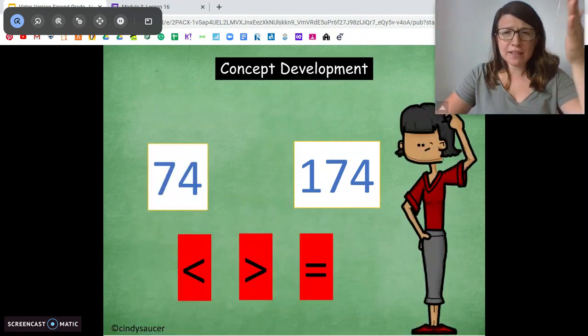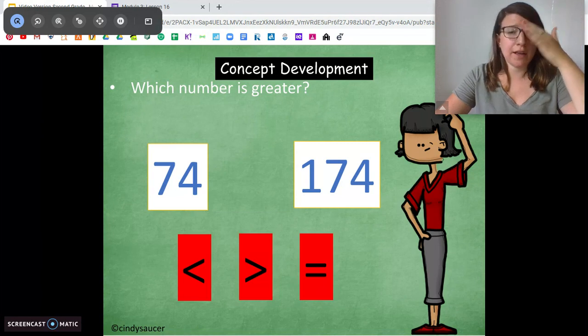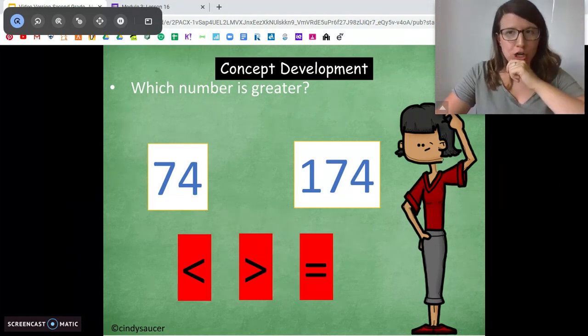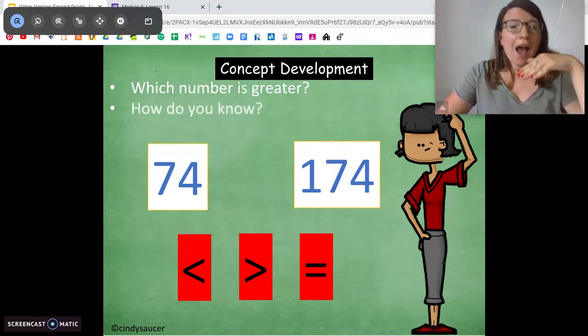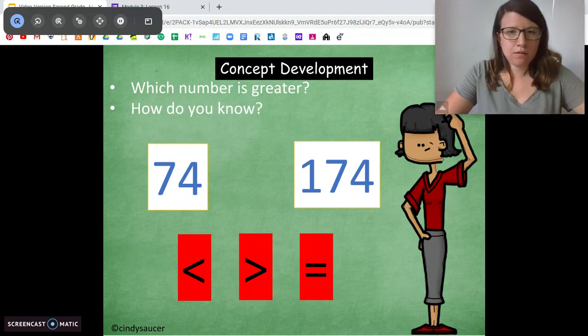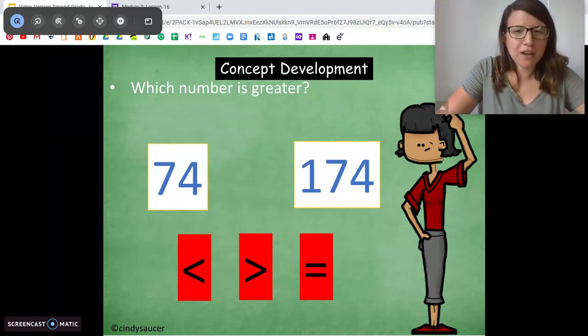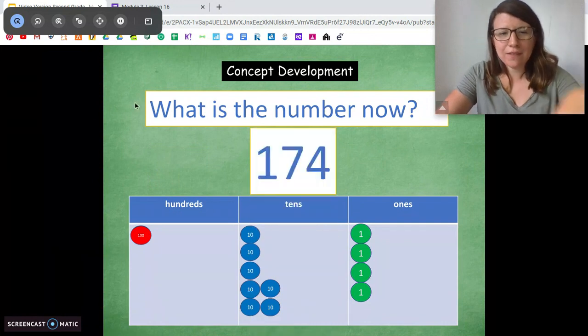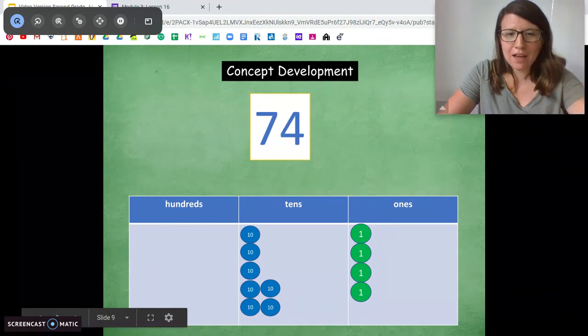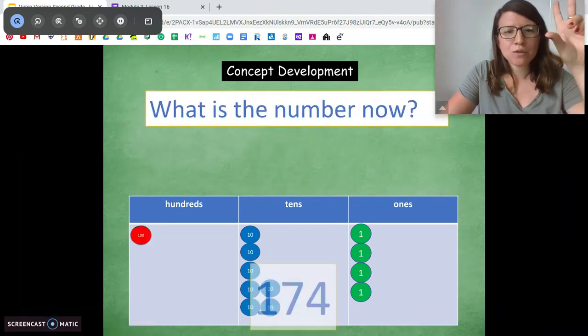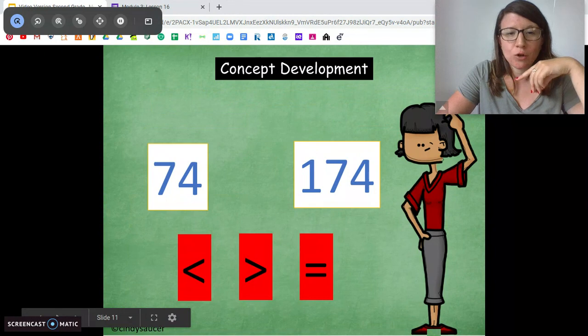Okay? Now let's use those symbols that we talked about yesterday. Which number is greater? Very good, 174. How do you know that? Yeah, so if we look at our place value charts, 174 has an extra 100 here. Does 74 have anything in the hundreds place? So we know that 174 is greater.